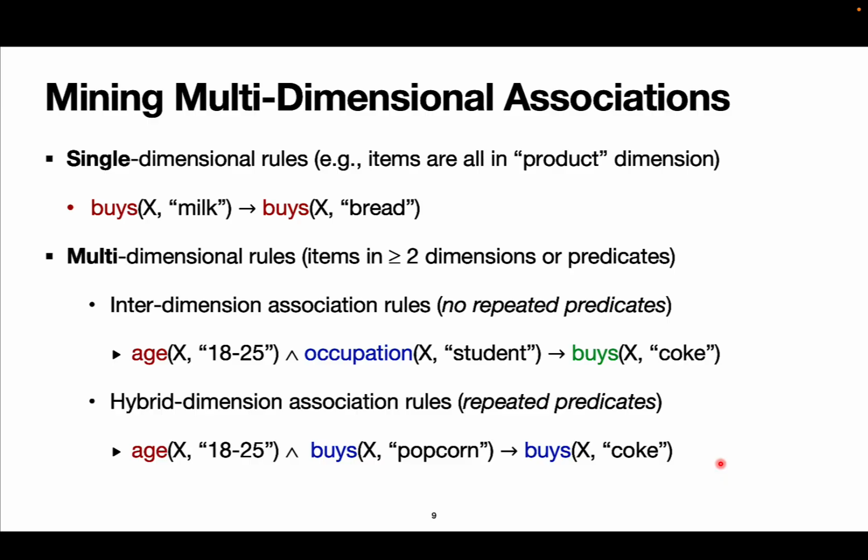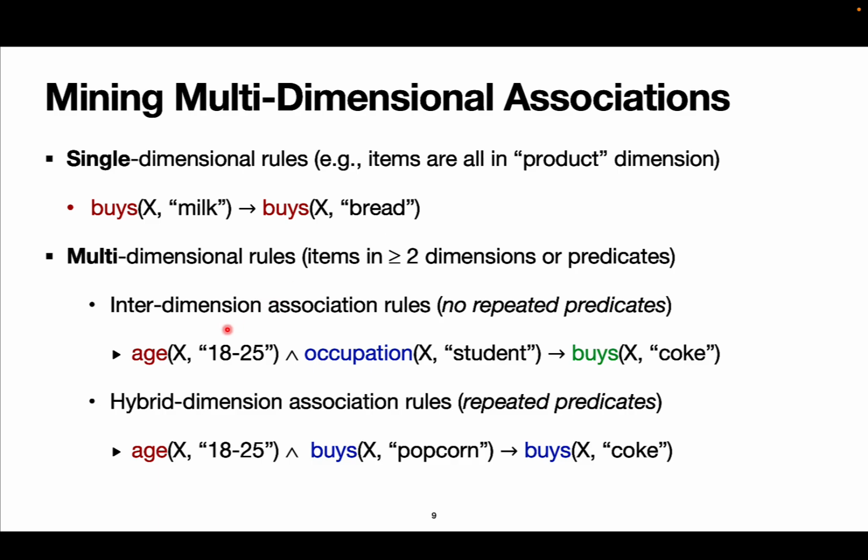Everything we have seen in association rule mining has been single-dimensional rules. For example, buys(X, milk) implies buys(X, bread). Here, the only predicate we are looking at is buys. But in real life, we often have multidimensional rules which involve two or more dimensions or predicates.